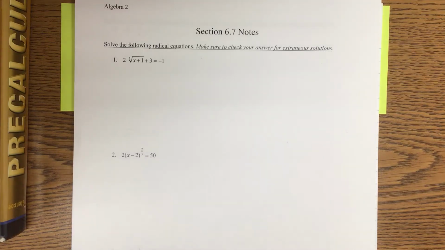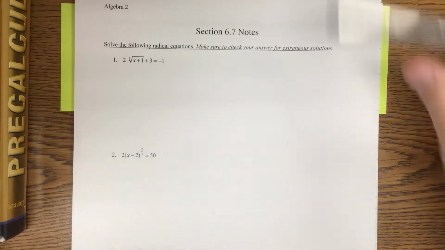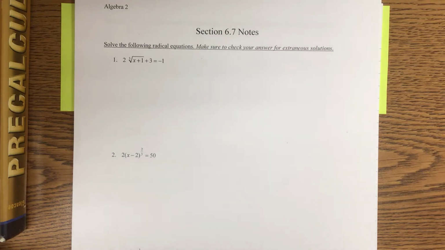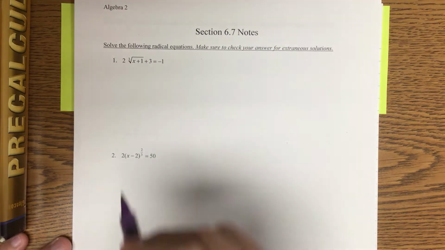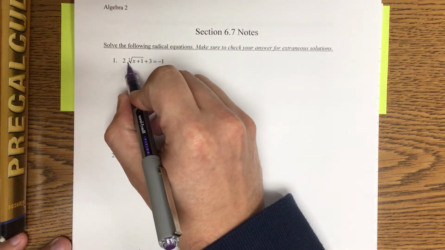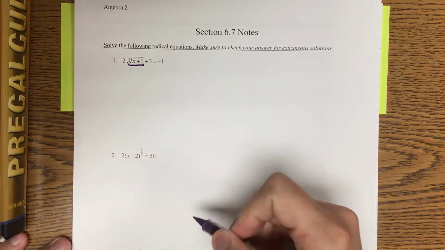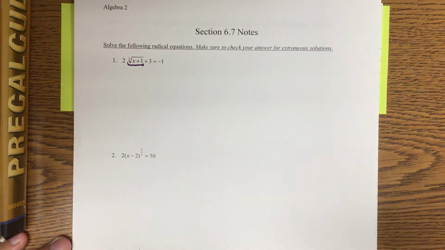In this video, I will be working out the section 6.7 notes, which is the last section in chapter 6, and we will be solving radical equations. Now, it's going to be very important to check our answers for extraneous solutions. So, the process to solving an equation with a radical in it is to isolate the radical first before you try to remove the radical away from the equation.